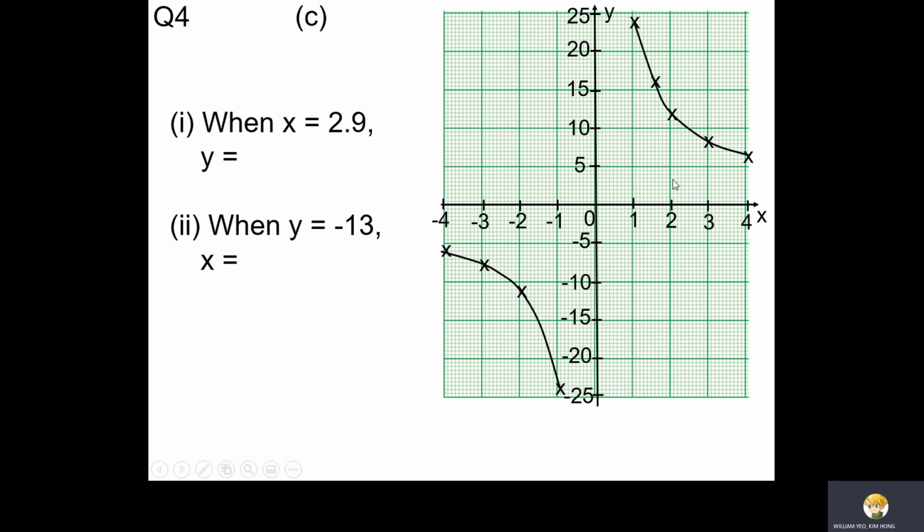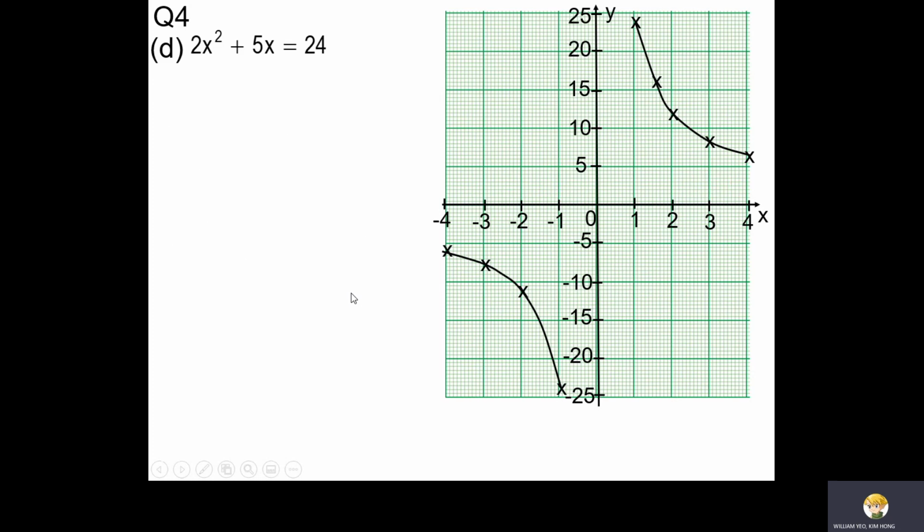Same thing. 2.9, somewhere here, go up. Then read this point. What do you get? 8. For y equals negative 13, somewhere here, go up. What do you get? Negative 1.85. There is a range for this answer given. You don't have to get exactly negative 1.85, but bear in mind, the range is not that big. That is why it is very important for you to connect the points by using a smooth line, a smooth curve. So you get 2 marks here, 1 mark each.